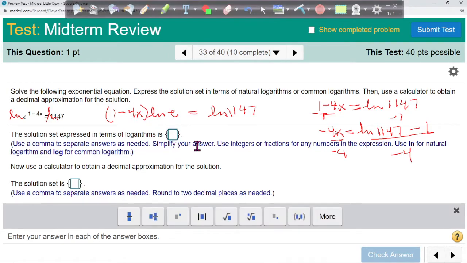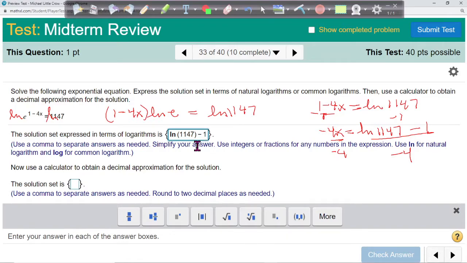And they want it in terms of logarithms, so they don't really want the numerical value. So this one, and now notice that is natural log. If I type a capital I, it won't count it as correct. You need natural log, log natural. 1147. I guess it will figure it out, but I just feel safer this way. That's what's in the natural log. The -1 is outside it.